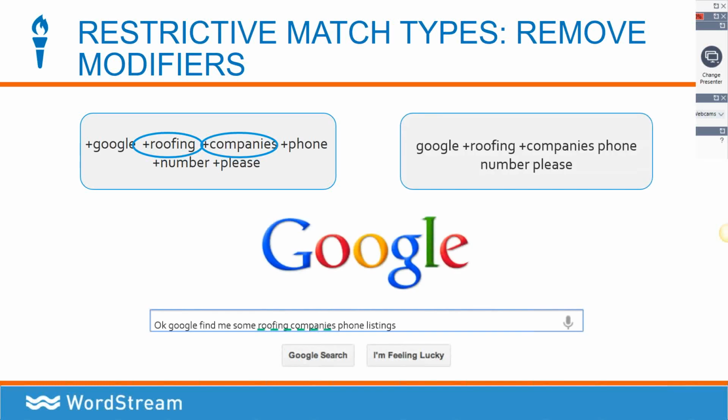Say a searcher leaves out some of the terms in our former string. In this example, "Okay, Google, find me some roofing companies' phone listings." In scenario number 1, we wouldn't appear, whereas when we restrict ourselves to just roofing companies with our modifiers, we now open up that search volume. So we're now eligible to appear for that kind of query. If you find that this is often the case, that you're seeing a lot of modified broad terms come up under the low search volume flag, definitely try removing some of the modifiers.